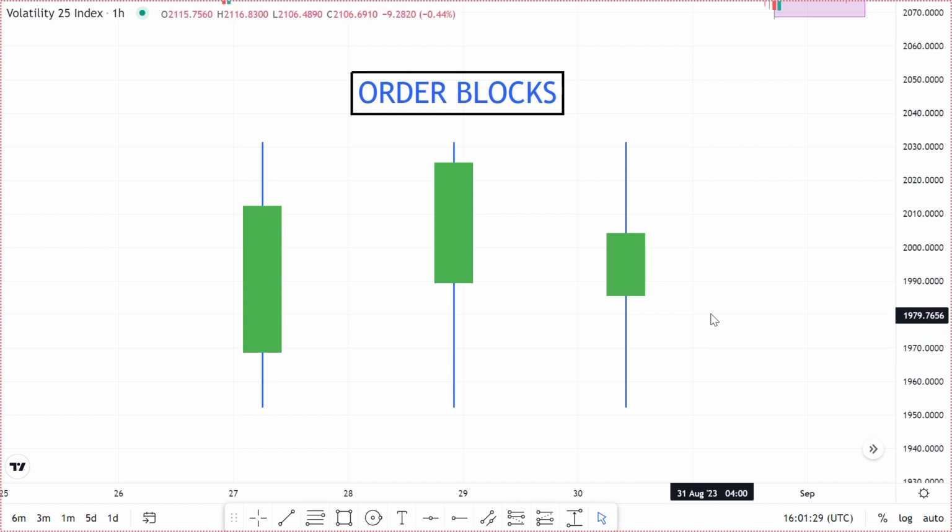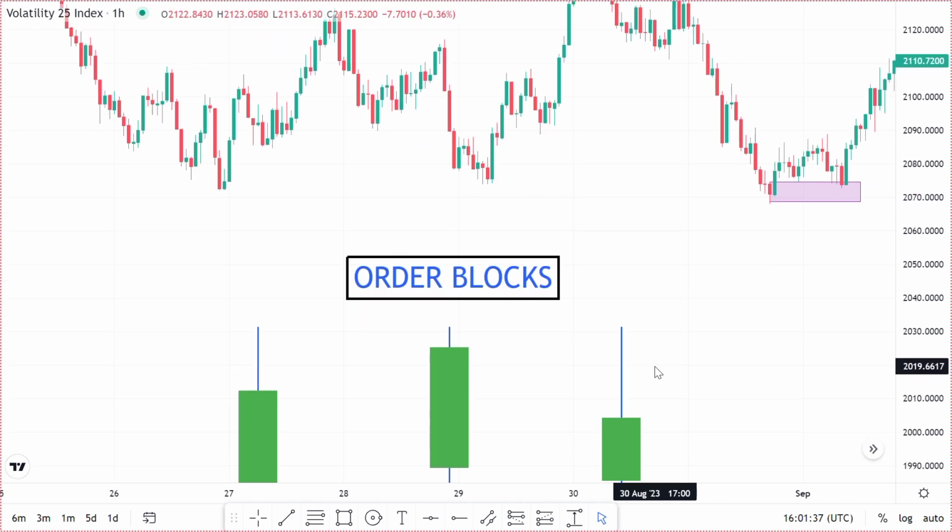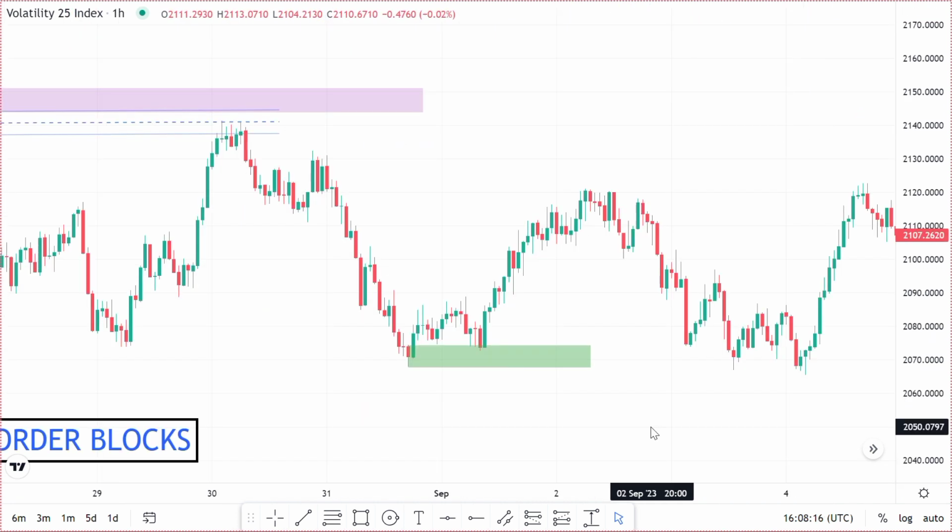So let's go ahead and let me show you some examples I have already marked out on my volatility 25 index chart. I'll be showing you lots and lots more order block examples. I have marked them out to make my video very easy for me. It doesn't mean that when I see them I don't know them.